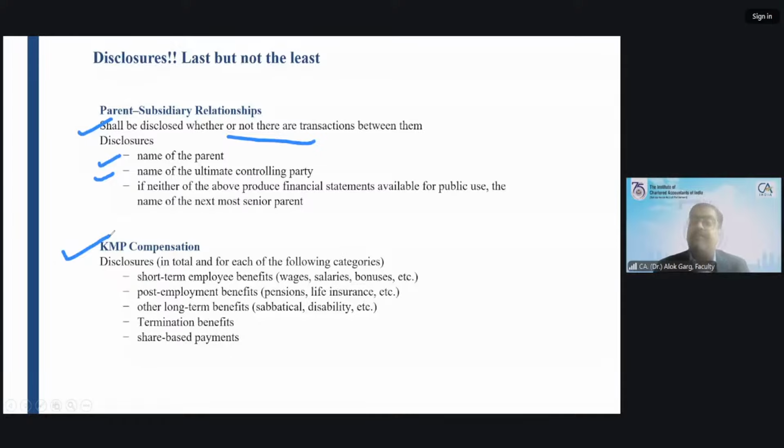KMP, the disclosure of key managerial personnel, and their remuneration. For KMP, of course, there is a remuneration. And the remuneration has to be split into five parts: short-term employee benefit, post-employment benefit, other long-term employee benefit, termination benefit, and share-based payments.